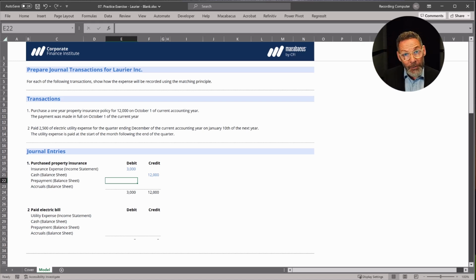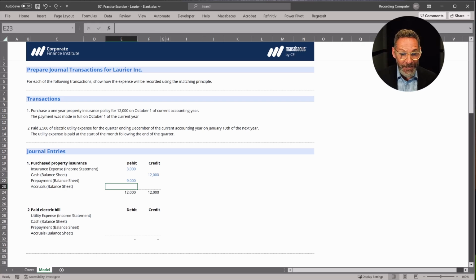Because we are owed that, it's an asset, it's a prepayment asset, and the amount of that is going to be $12,000 divided by 12. That's the monthly cost of $1,000, but we get 9 months of coverage next year. Our debits match our credits, and we've used the matching principle.